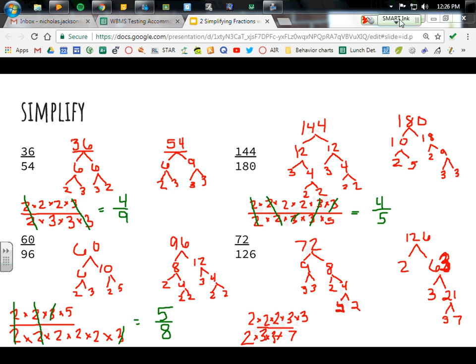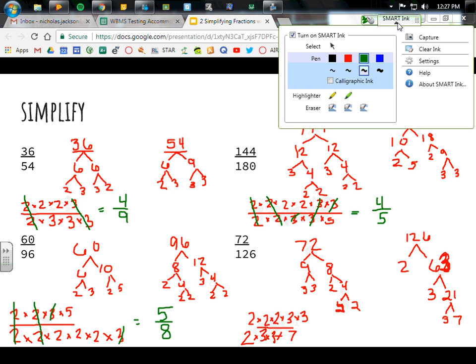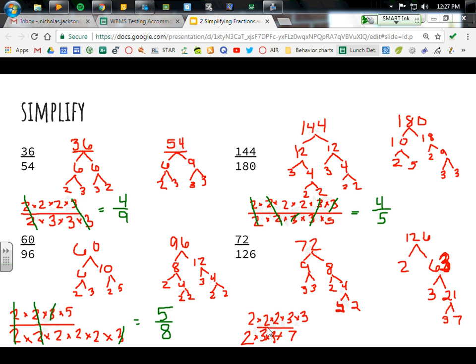All right, so if we cross out our pairs, we have a pair of 3's, another pair of 3's, a pair of 2's. So we're left with, on our numerator, 2 times 2, which is 4, and our denominator is 7. So 4/7 is what that simplifies to.